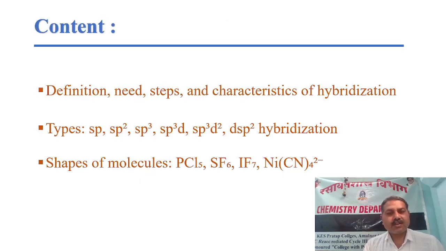What are the contents of this topic? We will see the definition of hybridization, what is the need of hybridization, steps involved in hybridization, and what are the characteristics of hybridization. There are different types of hybridization. We can see sp, sp2, sp3, sp3d, sp3d2 hybridization and dsp2 hybridization. We will then see the examples of some molecules like PCl5, SF6, IF7 and the [Ni(CN)4]2- complex.